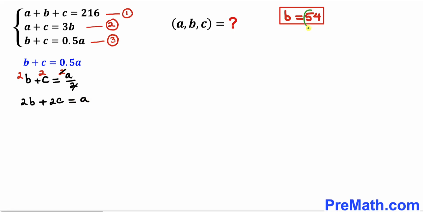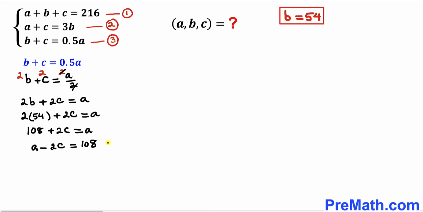Now we know that the b value is 54, so I'm going to substitute 54 over here. So this becomes 2 times 54 plus 2 times c equals a. In other words, 108 plus 2 times c equals a. Now I'm going to move this 2 times c to the other side. So this equation becomes a minus 2 times c equals 108. I'm going to label this as equation number 4.